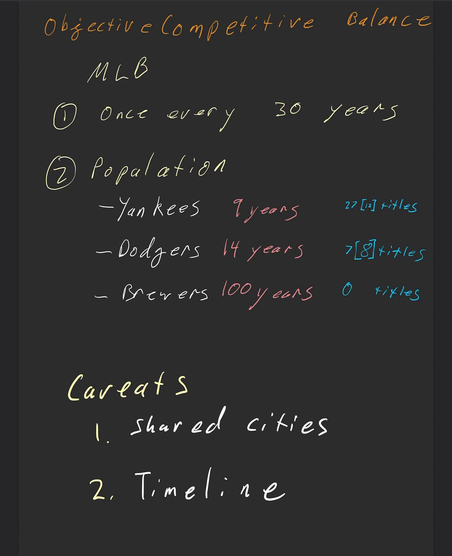So competitive balance has this objective measure. If we take the MLB, for example, we could think about what would be good competitive balance. Well, what if every team won once every 30 years? We would say that's a pretty balanced league.